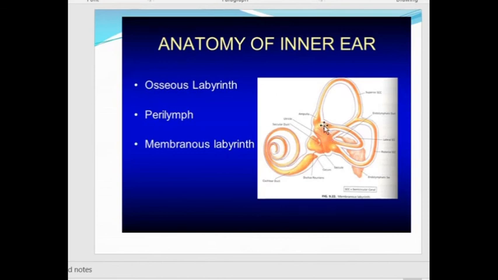That's the canals. Inside each of these bony cavities there is a membranous tube which we call the membranous labyrinth. بين الosseous labyrinth اللي هو البوني labyrinth والmembranous labyrinth there is a fluid اللي نسميه بالperilymph circulating there. While inside the membranous labyrinth we have another fluid اللي نسميه بالendolymph.